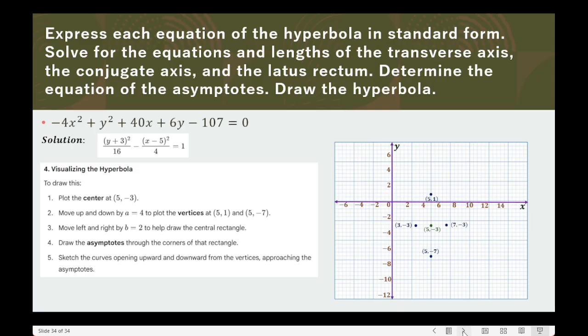Then draw the auxiliary or central rectangle. Then draw the asymptotes, broken lines passing through the corners of this rectangle. Then draw the hyperbola like this. And that is your graph.